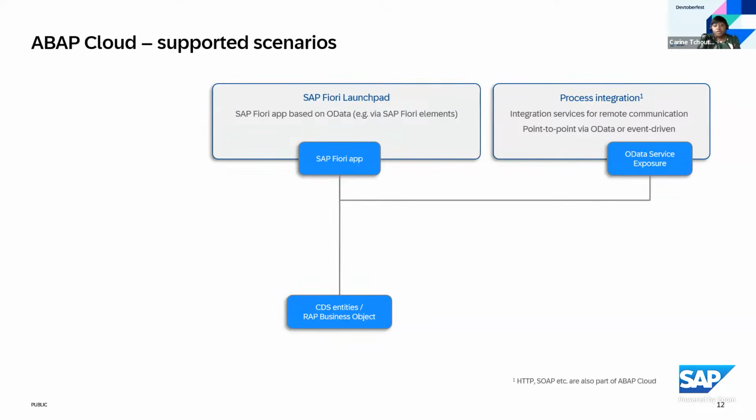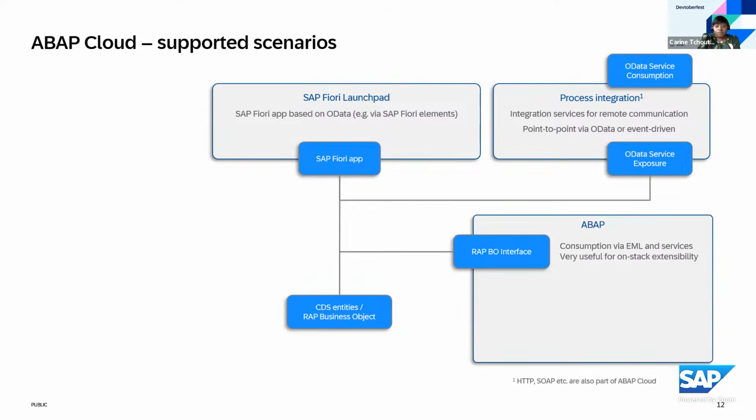For process integrations, we have OData service exposure, so web APIs, which can be used for machine-to-machine communications, but also be exposed and consumed by third-party APIs. And as mentioned, of course, we can also consume OData services and other protocols, in the case of OData services by using an OData consumption model.